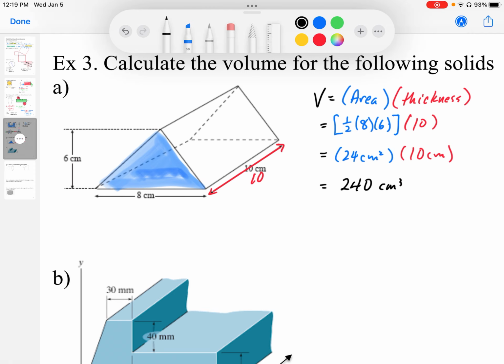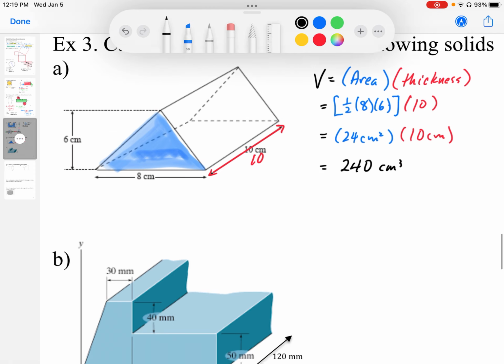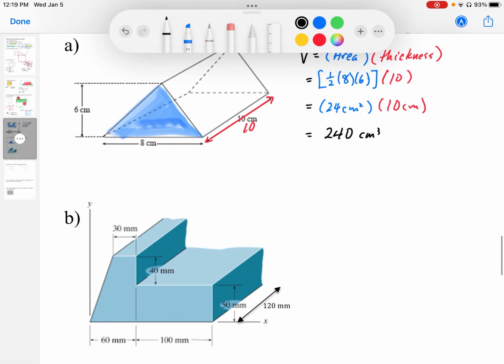And again, volume tends to be easier because there's less to keep track of. Surface area tends to be harder that way.